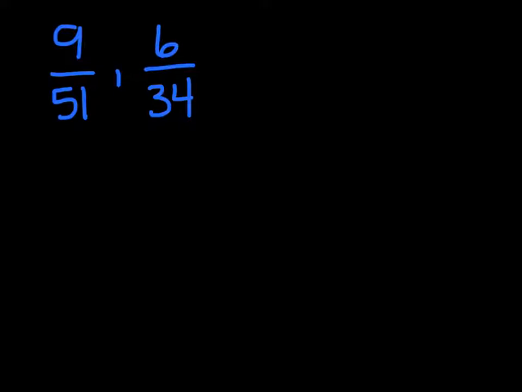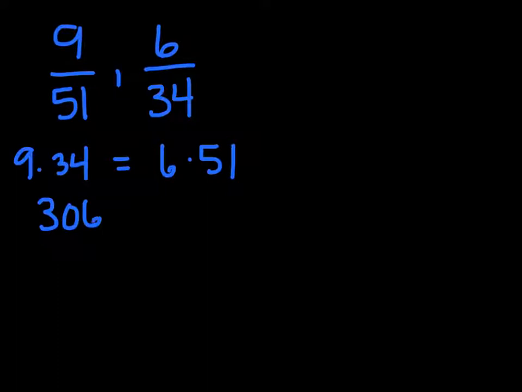Let's begin with 9/51 and 6/34. We'll begin working out this problem by writing our cross products. 9 times 34 equals 6 times 51. Now, go ahead and calculate that out. Please feel free to use a calculator. This would be 306 and 306. So 9/51 and 6/34 do form a proportion.